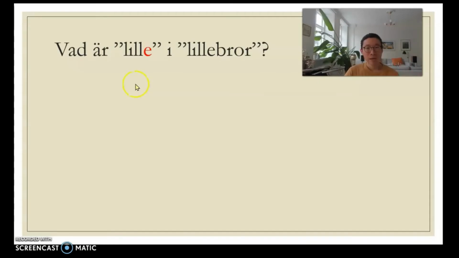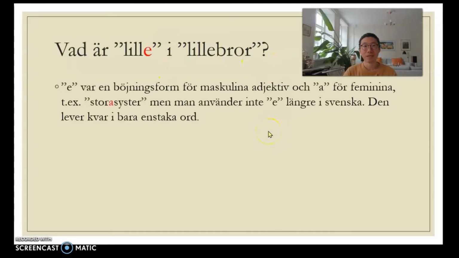Sometimes you maybe heard about lille also. So for example, we have the word lillebror, the little brother. So maybe you are wondering why we have lille here. Så vad är lille i lillebror? Lille var en böjningsform för maskulina adjektiv och lilla för feminina. Till exempel vi har stora syster. Men man använder inte längre i svenska. Den lever kvar i bara enstaka ord.